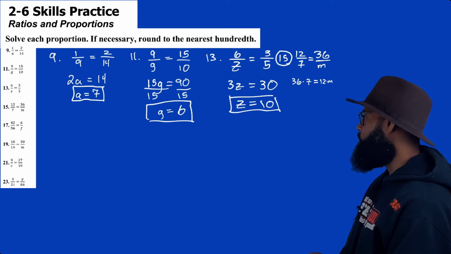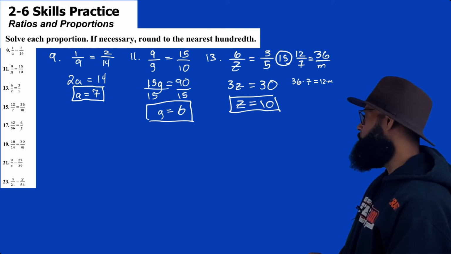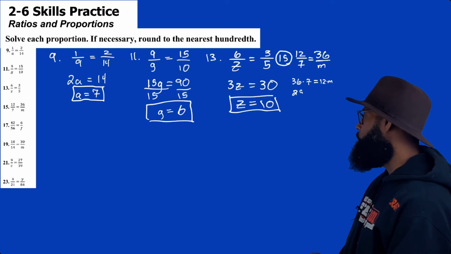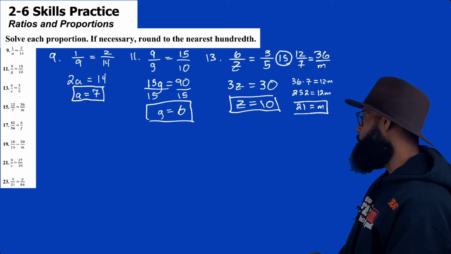There it is. 36 times 7 is equal to 12 times M. And 36 times 7, using the calculator, is equal to 12 times M. Dividing both sides by 12 now because I need to solve for the variable M. So after I get this 36 times 7 in there, I'm going to divide that by the value of 12, the coefficient, and I get my final answer of M is equal to 21.